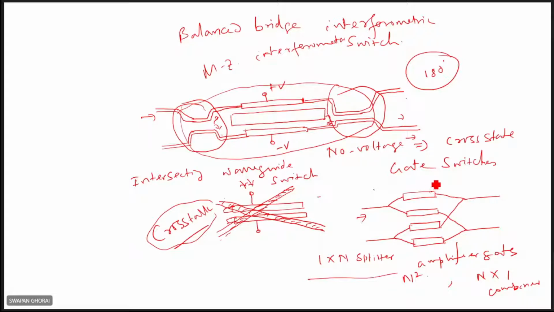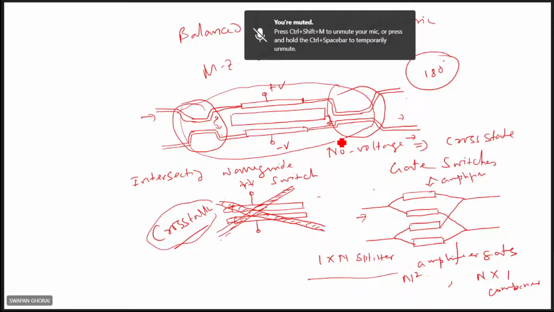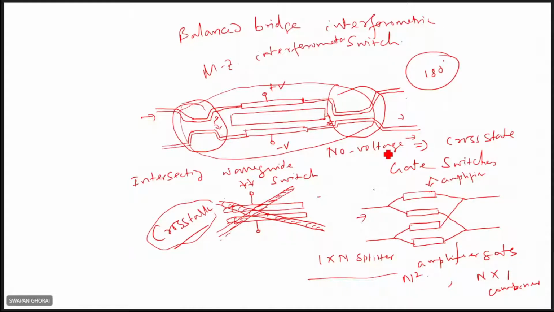These gate elements can be amplifiers. We have seen the amplifiers; semiconductor amplifiers can be used. By turning the amplifiers on and off, by varying the gains, we can select, and the switching effect can be realized by turning these gate elements on and off.